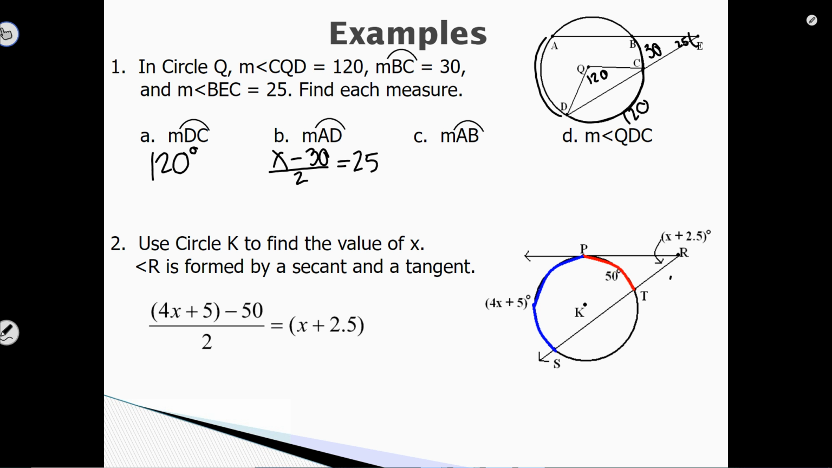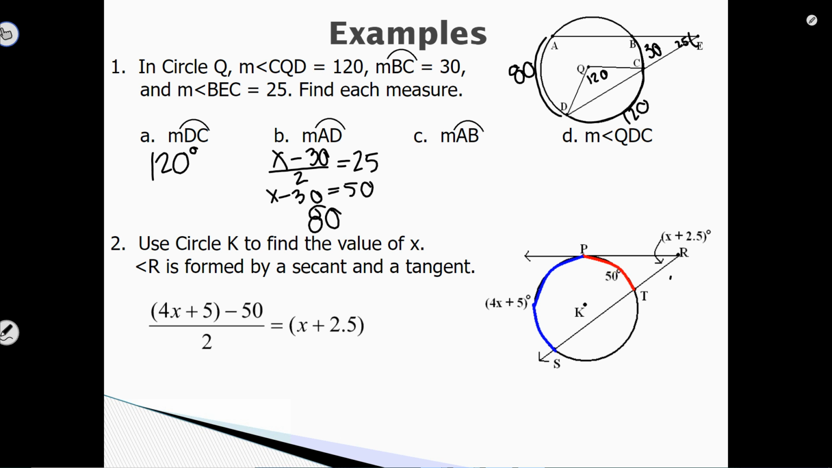Right? So what will we do first? Multiply by 2. So I would have X minus 30 equals 50. Then what? Add 30, so what is X? Good. Alright, so now I know that this arc is 80 degrees.